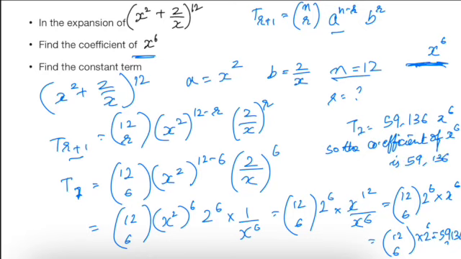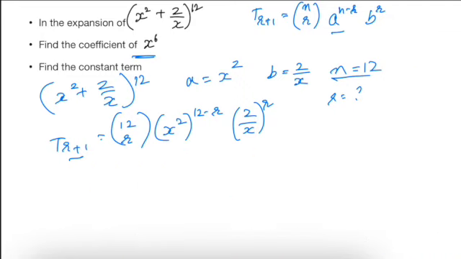Okay, now we need to find the constant term. So what is a constant term? We get a constant term when it is x to the power 0, because x to the power 0 is nothing but 1, and 1 into any constant will become a constant, right? So now we have to equate this. You remember, x to the power 24 minus 2r minus r should be equal to x to the power 0, that's all.